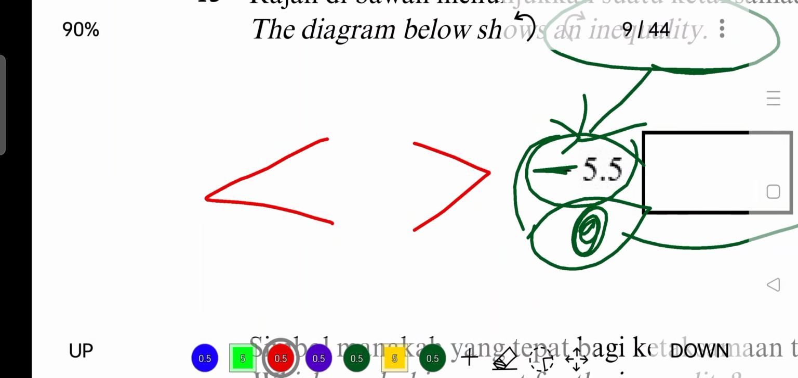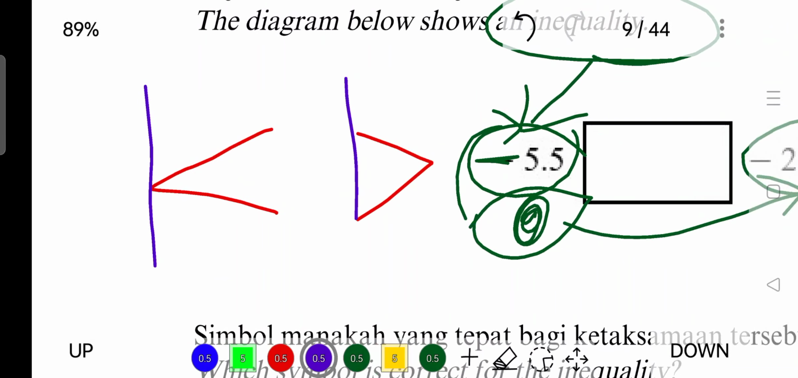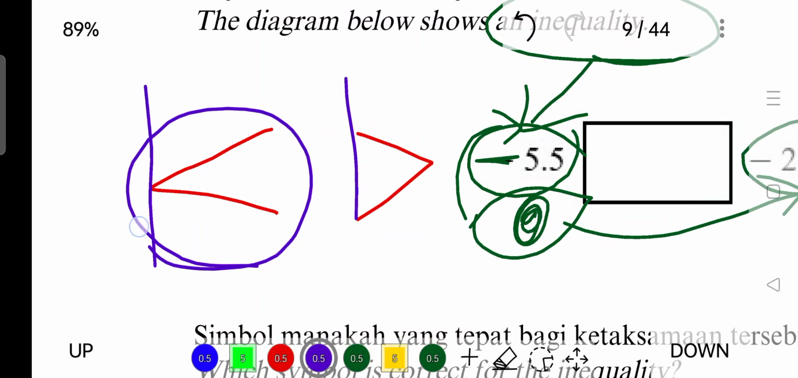Okay, so let us choose. How to distinguish which is which? This is kurang, K for kecil, B for besar. So when you are poorer than your friend, you have little money with you.